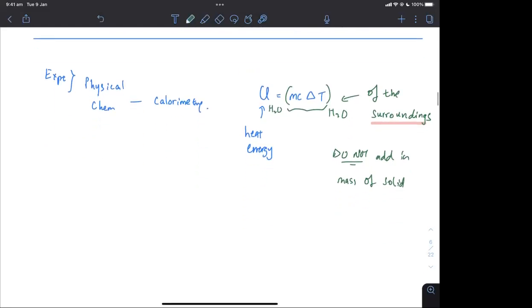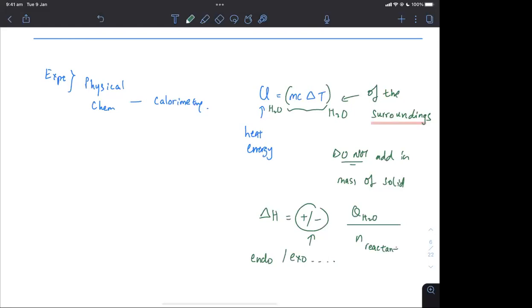It is only when you want to calculate enthalpy change that it has a plus or a minus depending on exo or endo reactions. So you need to think about your temperature rising or temperature decreasing. And this is Q of the solution divided by the mole of the limiting reactant. Which one of the reactants gets used up? Now this is joule or kilojoule.